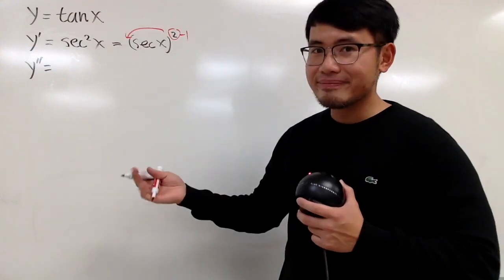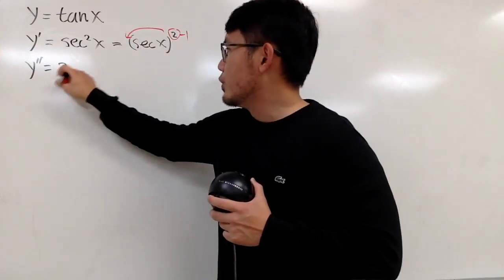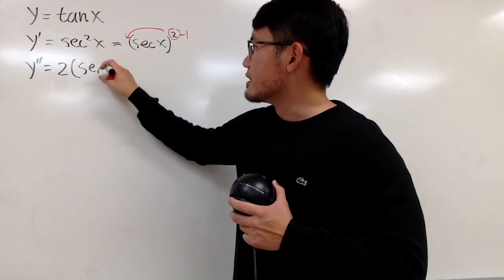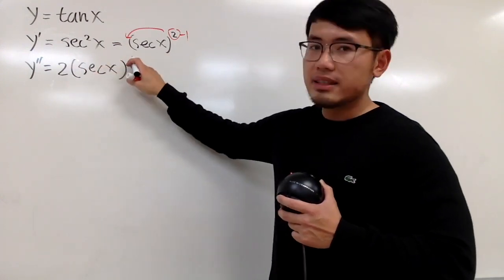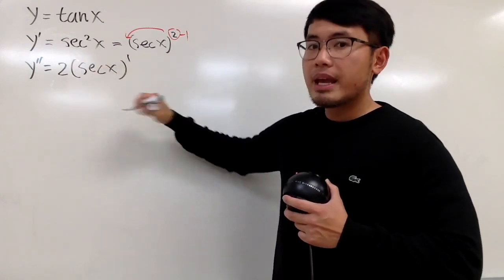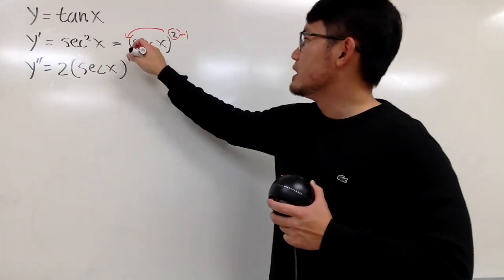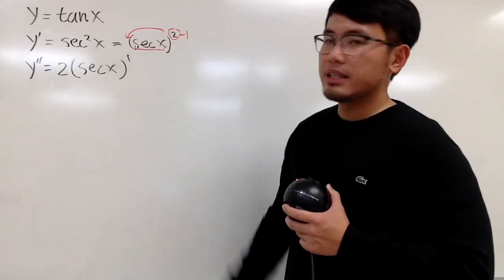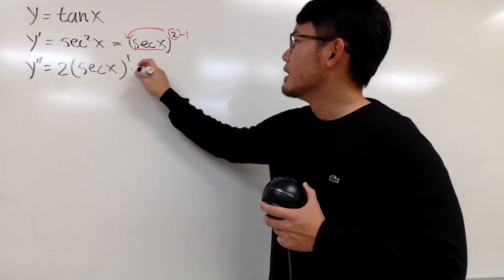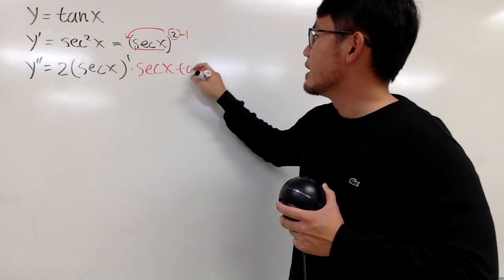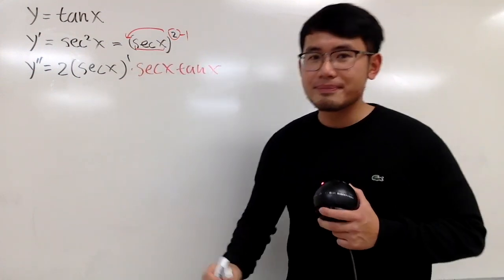That's the outer function. So we get 2 times the inside stays the same, so we write down secant x, and then this is to the first power. And then we multiply by the derivative of secant x, which is secant x times tangent x, like that.